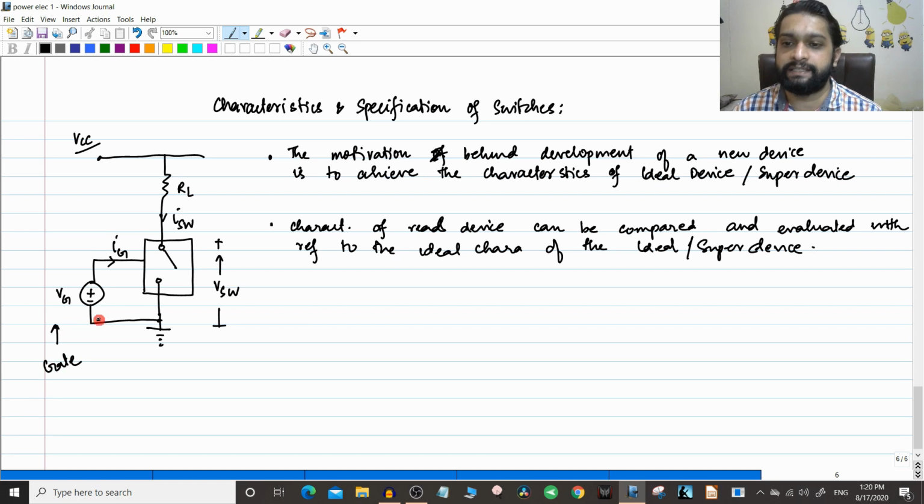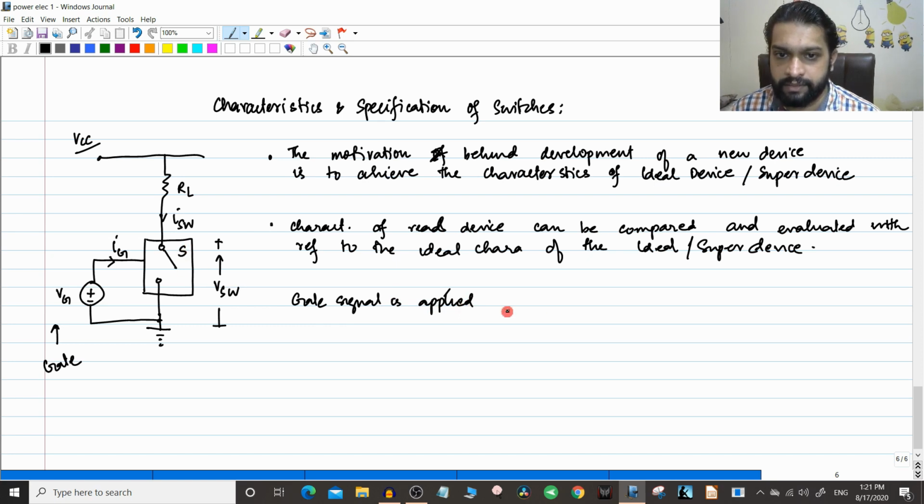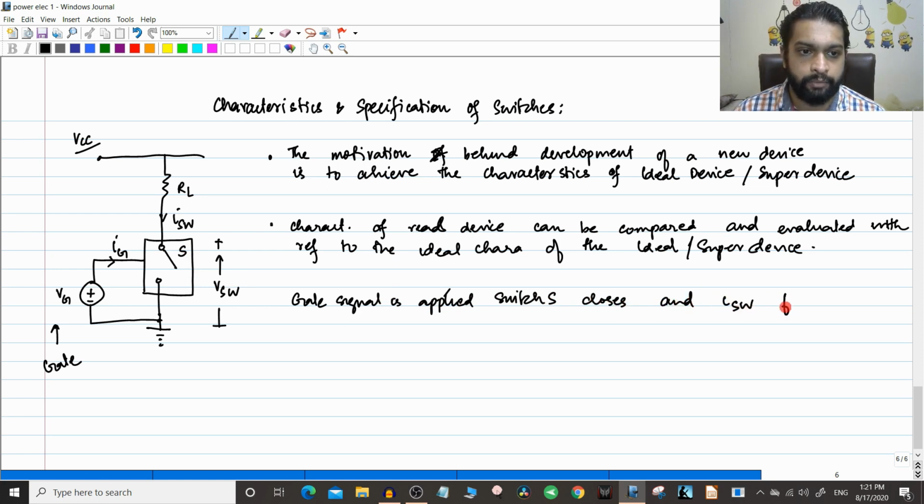Okay. So basically the idea is that when the gate signal is given, the switch will close and the current ISW will flow from the load to the ground. Okay, that is the basic idea. So when the gate signal is applied, we will call the switch S. The switch S closes and ISW flows through RL to the ground. So this is the basic idea, right?